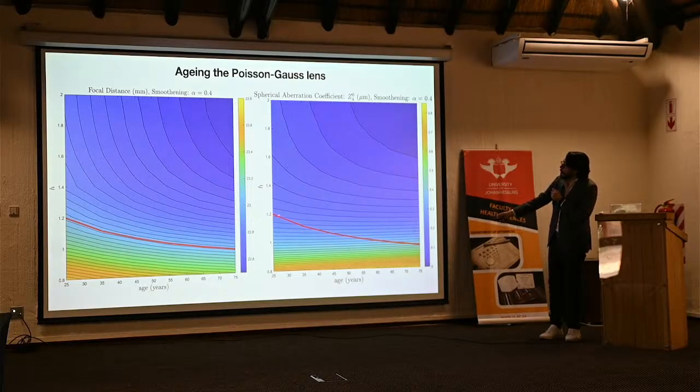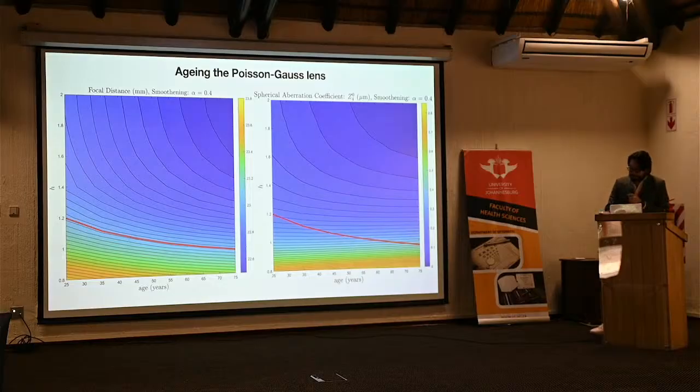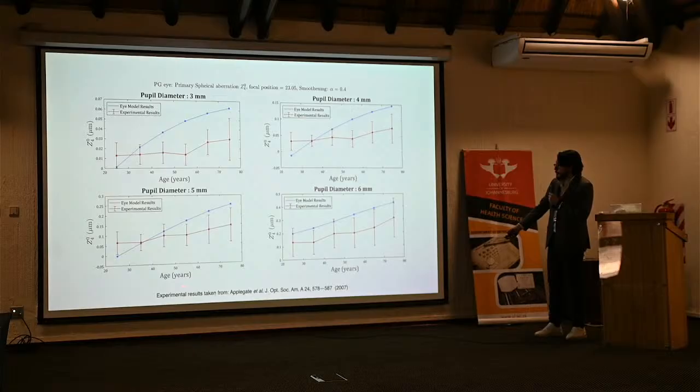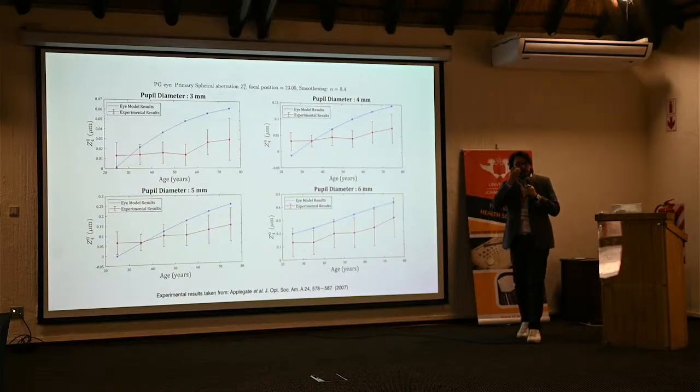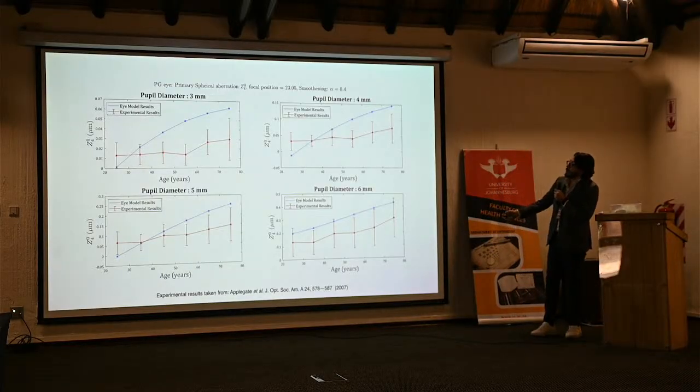So we go from a certain value of aberrations to another which is higher, and so we can keep track of how the aberrations increase. We have taken the very interesting experimental results from the very paper that Professor Applegate showed us yesterday, in which he and his colleagues studied the evolution of the primary spherical aberration as a function of age for different pupils.